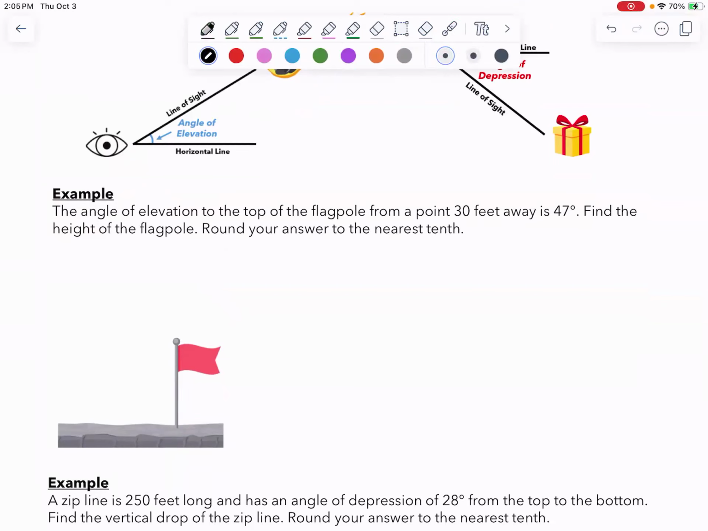So let's go ahead and do two problems. The angle of elevation to the top of the flagpole from a point 30 feet away is 47 degrees. Find the height of the flagpole. I'm going to write 30 feet for the point 30 feet away. There is a 47-degree angle of elevation to the top. We want to know the height of the flagpole, so I'm going to call that X.